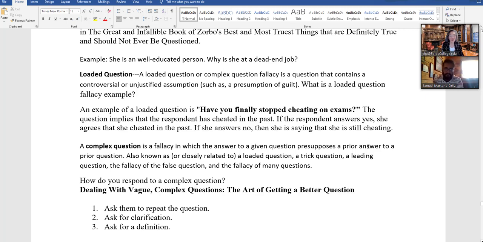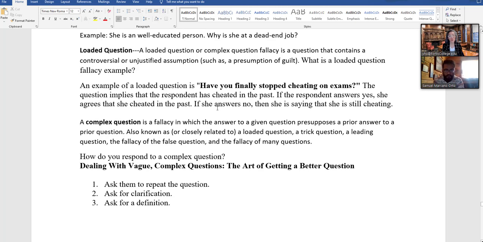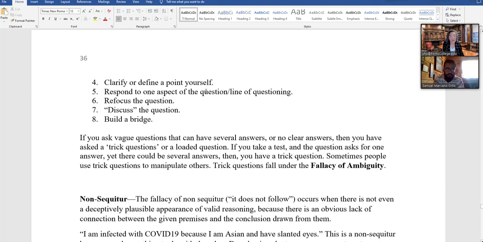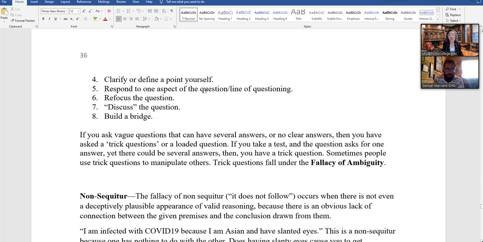And a complex question is a fallacy in which the answer to a given question presupposes something. That's the same thing as a loaded question, in which you assume that the person you're asking is actually guilty. And usually they do that with politicians. Now, what is your real position on immigration? Didn't you say in a previous discussion that you were against immigration reform and you wanted a path to citizenship? In other words, you imply that the politician has flip-flopped in the past and will flip-flop again. So that's a loaded question.